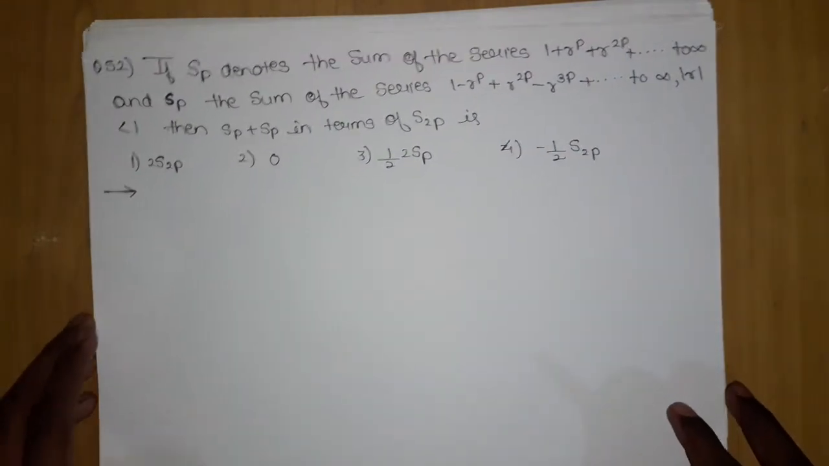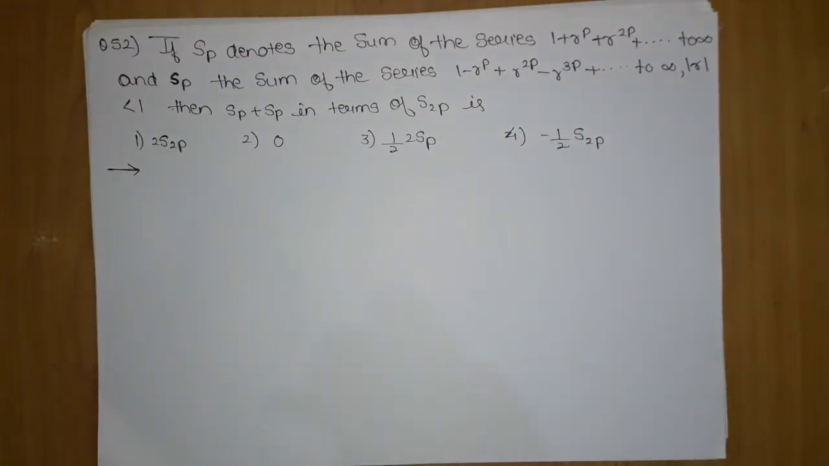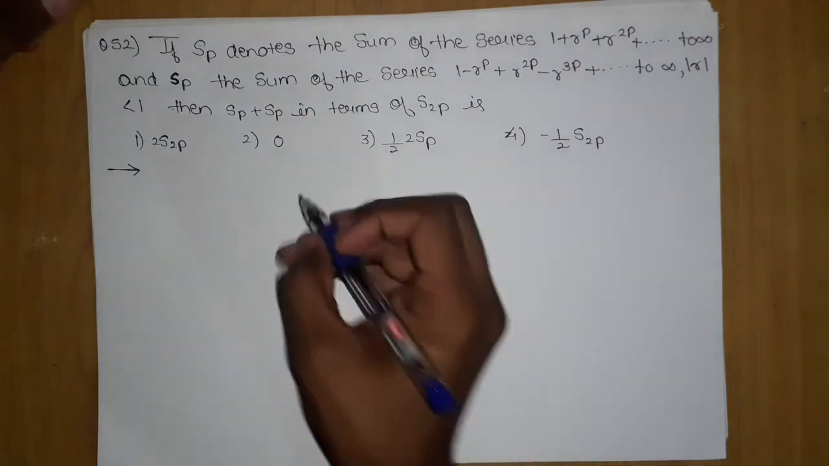The next question is 52, okay, which is this question, which says if capital SP denotes the sum of the series 1 plus R power P plus R power 2P and so on till infinity, and small sp the sum of the series 1 minus R power P plus R power 2P minus R power 3P and so on till infinity, mod R is less than 1, then the sum of capital SP and small sp in terms of S2P is, okay.